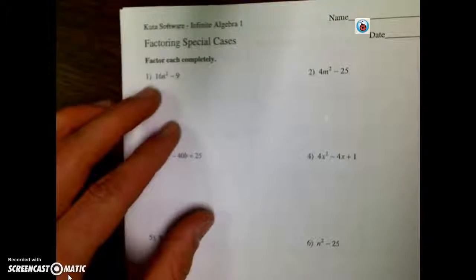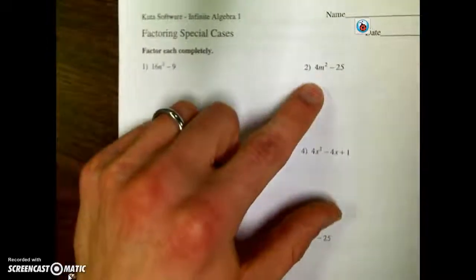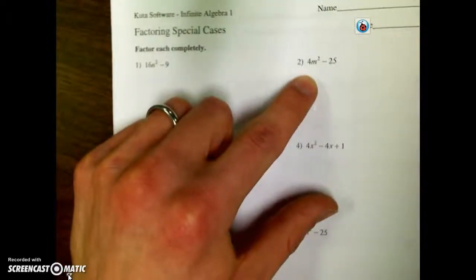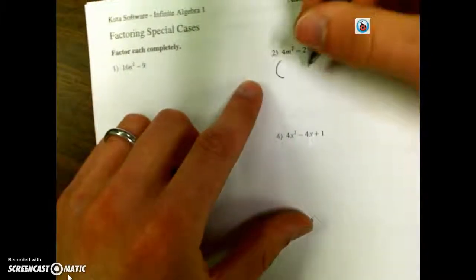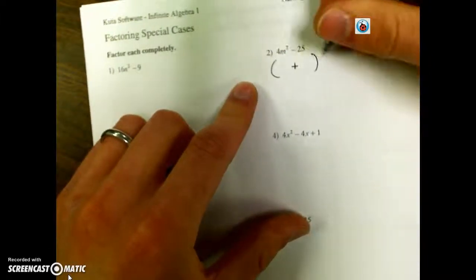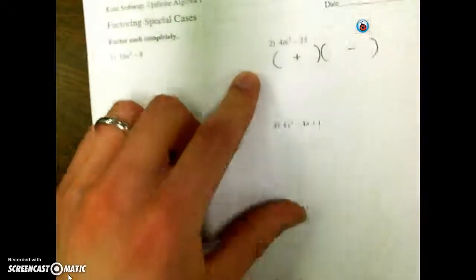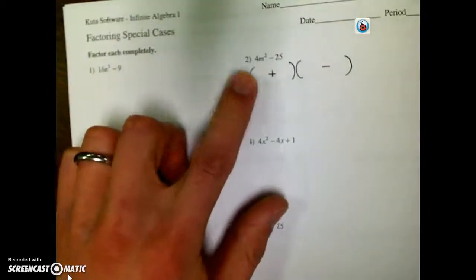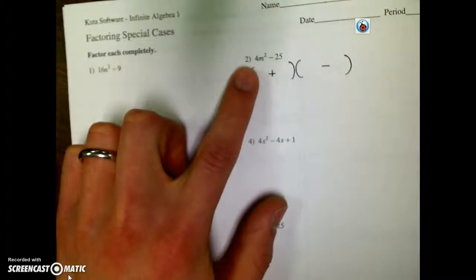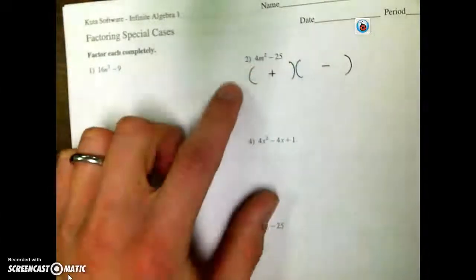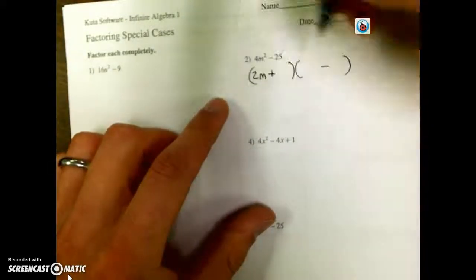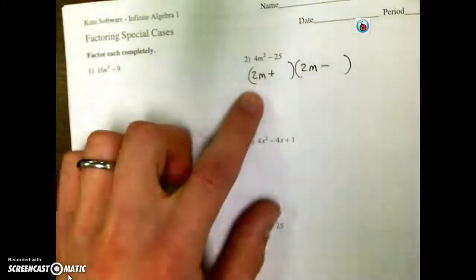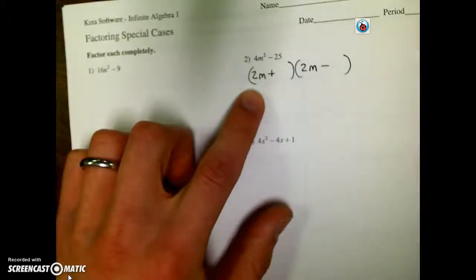All right, so if we start off here maybe with number 2, for example, I recognize this as the difference of 2 squares, right? Because I do not have 3 terms, so I know my setup's going to start off looking like this. All right, I need that positive and that negative. Now I'm just thinking, okay, what's the perfect square of 4? Well, it's 2. And I'm going to go ahead and put an m with it to get that m squared. Right, because 2m times 2m gives me 4m squared.